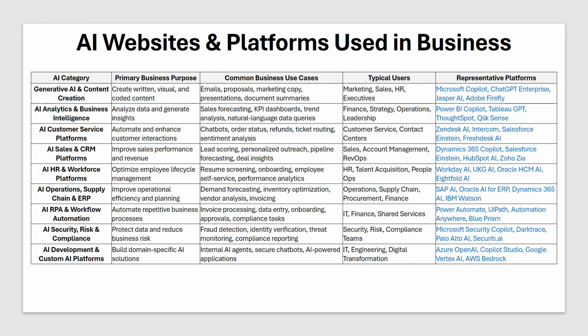AI platforms serve multiple business purposes. Generative AI creates content for marketing, sales, HR, and executives. AI analytics generates insights for finance and operations. AI customer service platforms automate interactions. AI sales and CRM platforms enhance revenue. AI HR platforms optimize employee management. AI operations platforms improve efficiency. AI RPA automates processes. AI security platforms reduce risk, and AI development platforms enable custom solutions.